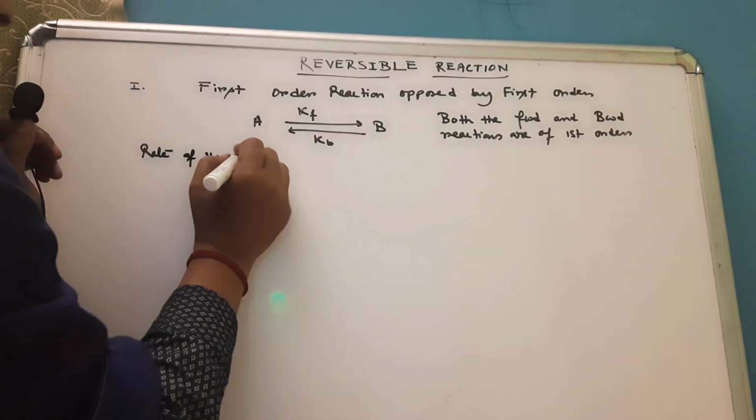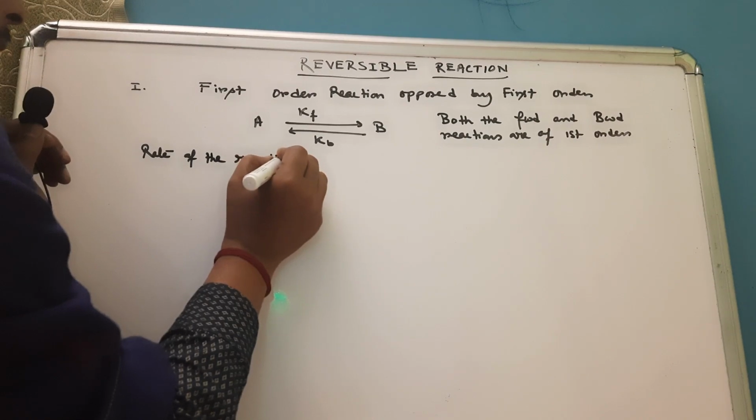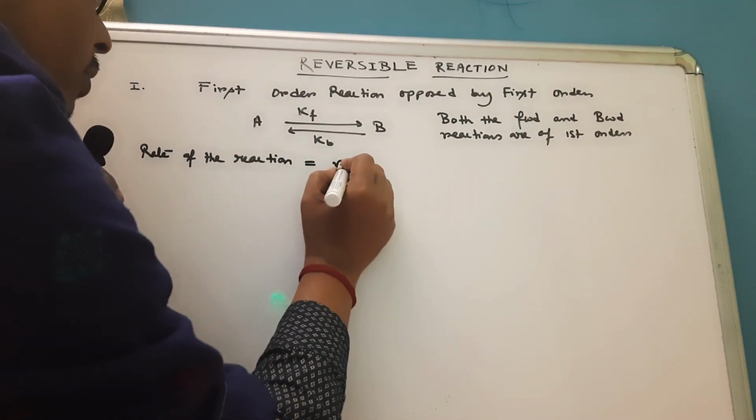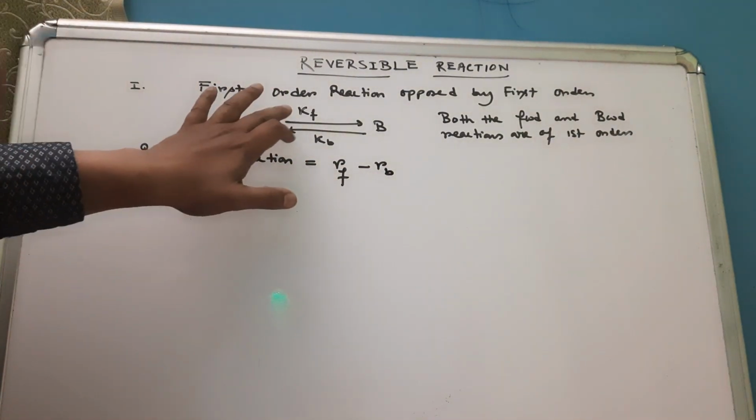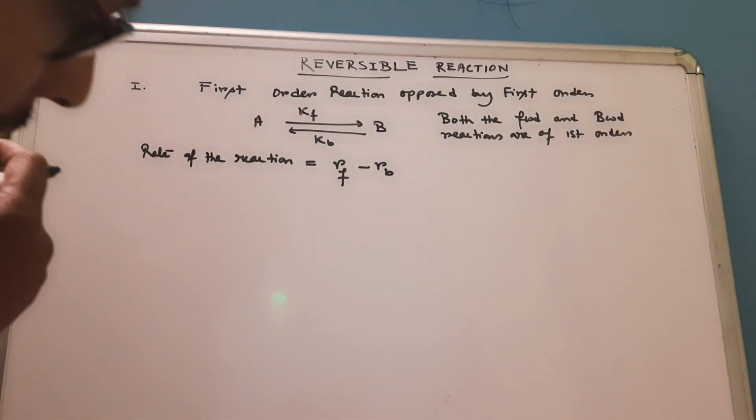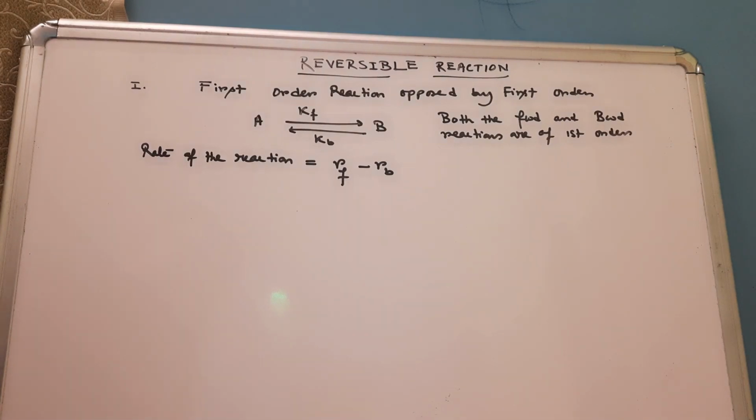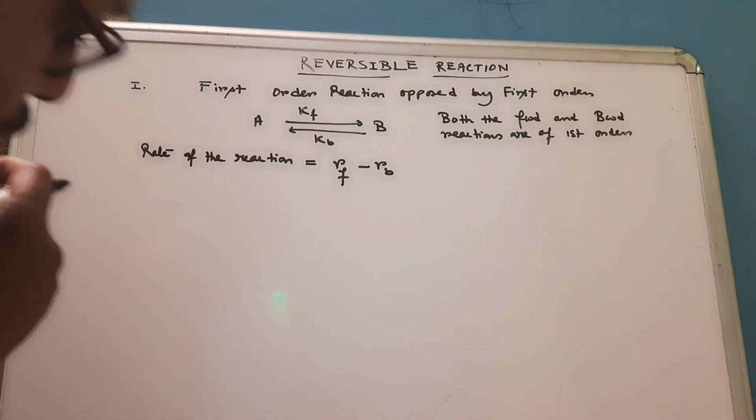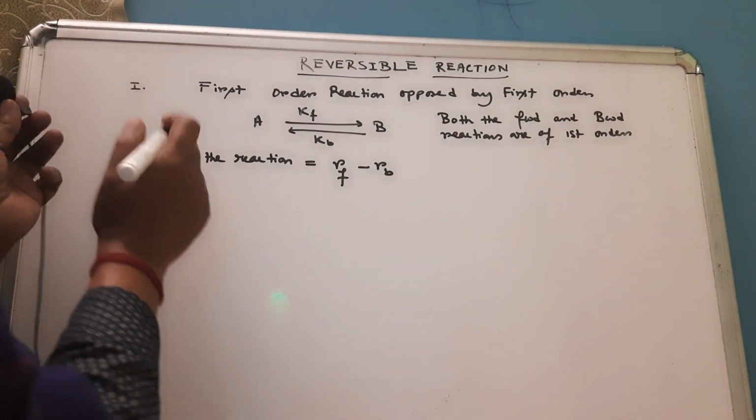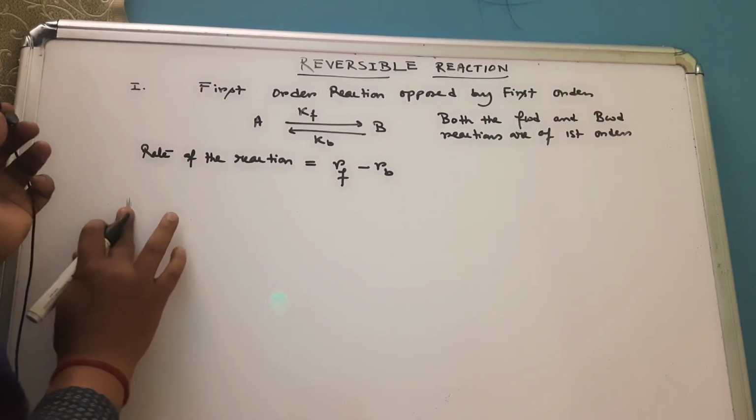So what will be the rate of the reaction? The rate of the reaction is the rate of the forward reaction minus the rate of the backward reaction. We assume that both the forward reaction and the backward reaction are of first order. So what will be the rate of the reaction?